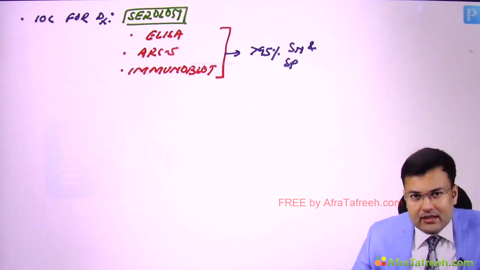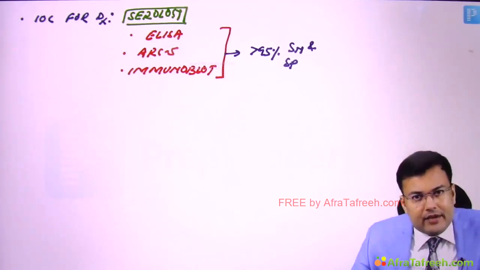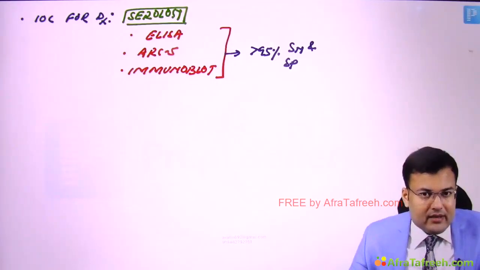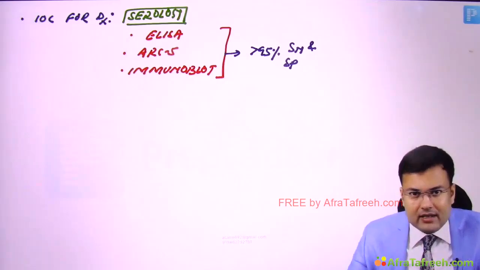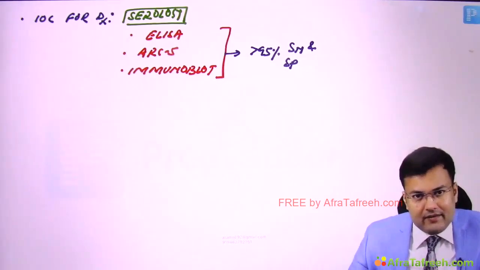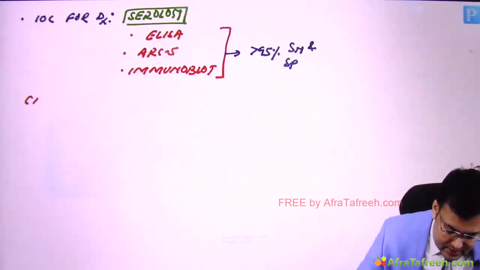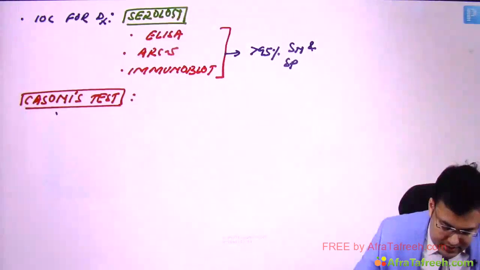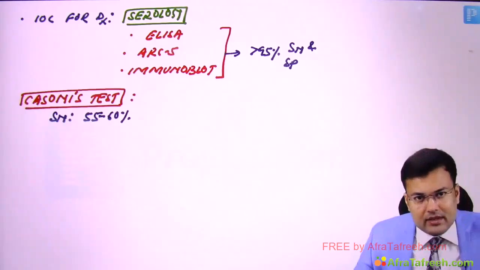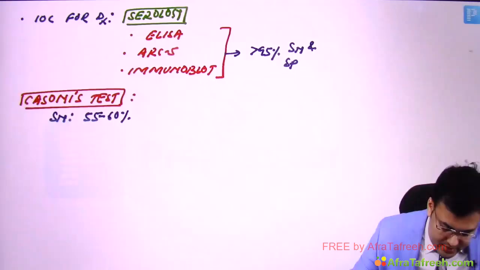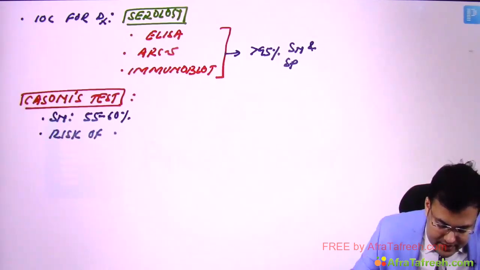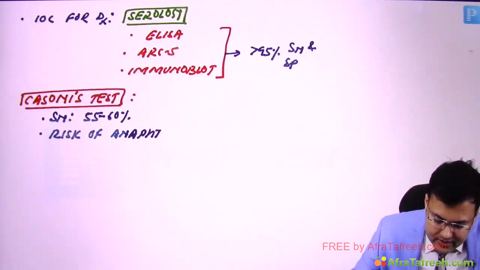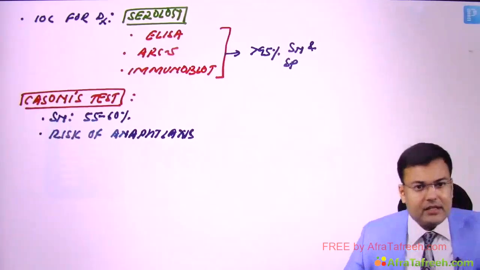One question is asked related to Casoni's test. What is the biggest problem of Casoni's test? Its sensitivity is only 55 to 60%. And second, since there is intradermal injection of sterile hydatid fluid, there is risk of anaphylaxis. So Casoni's test is obsolete. Why? Because its sensitivity is very low, 55 to 60%. This was asked in NEET. They asked the percentage directly, and there is risk of anaphylaxis. That's why this test is obsolete.